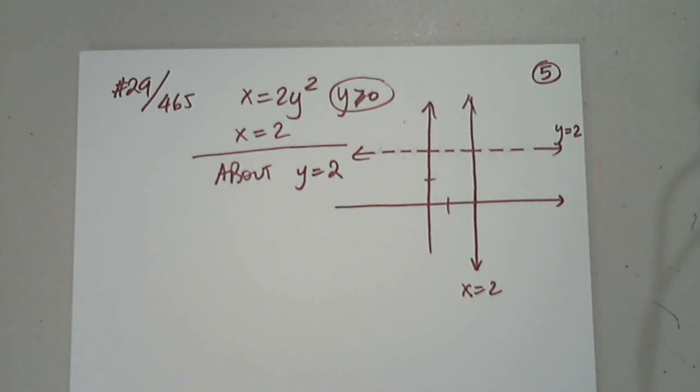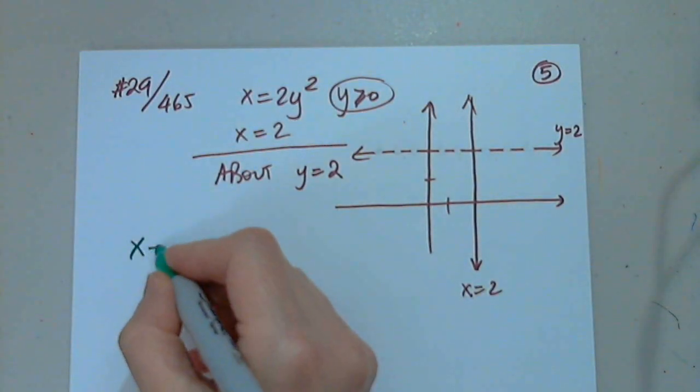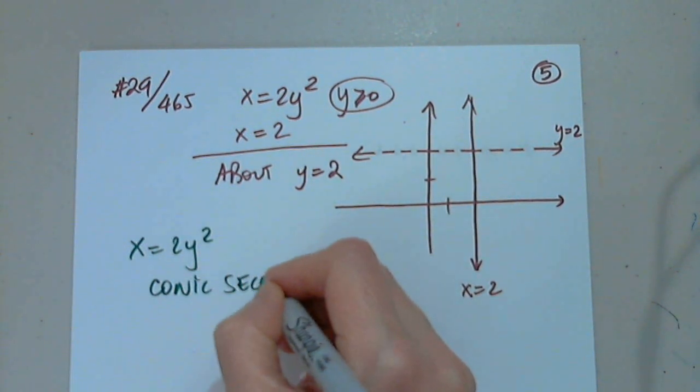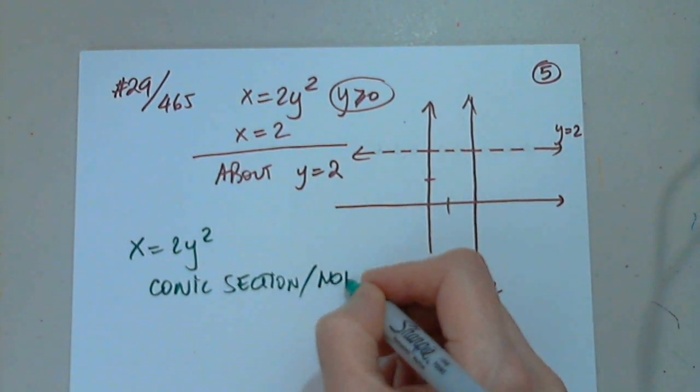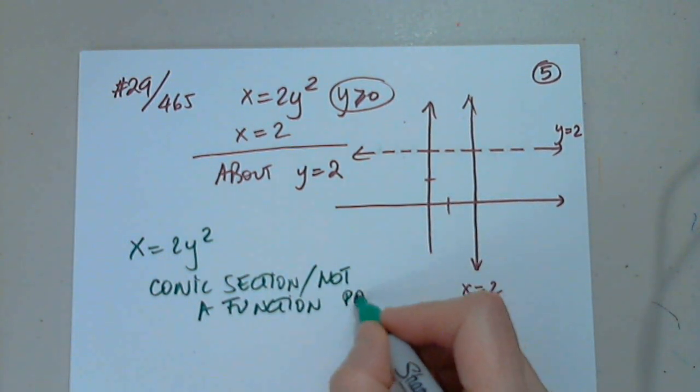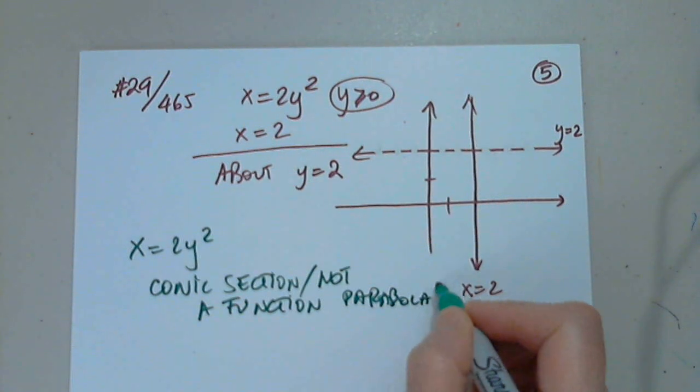And x equals 2y squared. So let's talk about x equals 2y squared. This is a conic section, not a function. A parabola, but not a function.